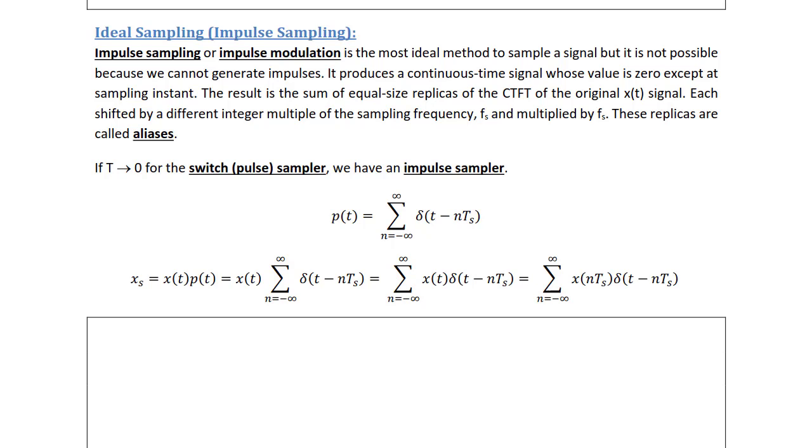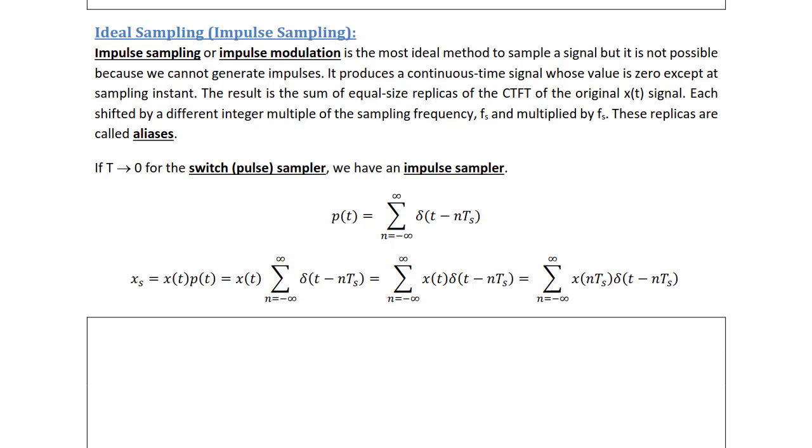Ideal sampling, impulse sampling. Impulse sampling or impulse modulation is the most ideal method to sample a signal, but it is not possible because we cannot generate impulses in the real world. It produces a continuous time signal whose value is 0 except at that sampling instant. The result is the sum of equal-sized replicas of the continuous time Fourier transform of the original x(t) signal, each shifted by a different integer multiple of the sampling frequency fs and multiplied by fs. These replicas are called aliases.